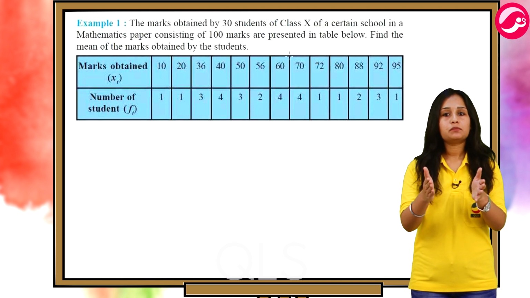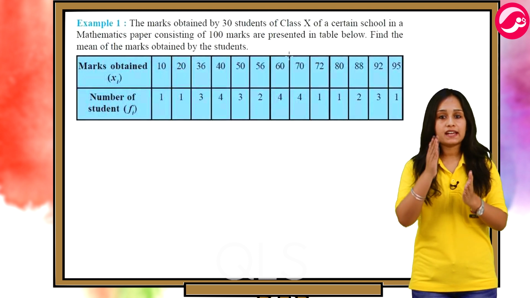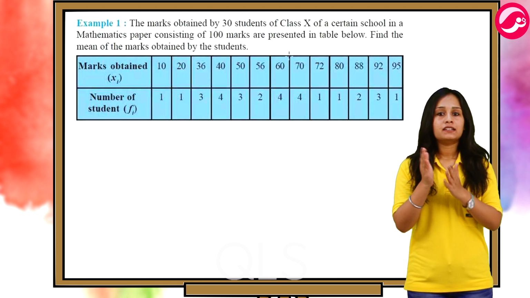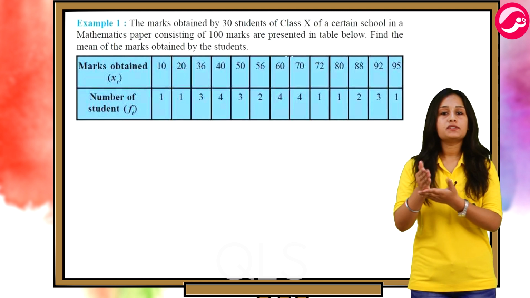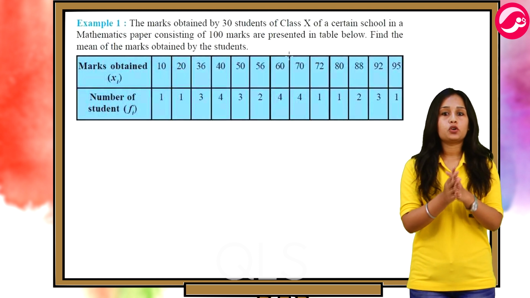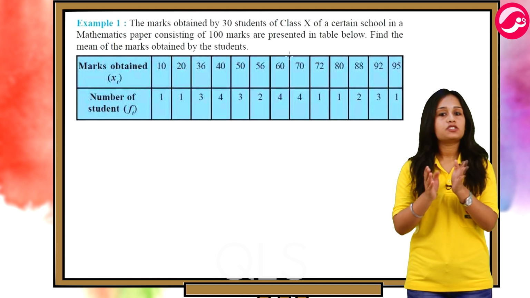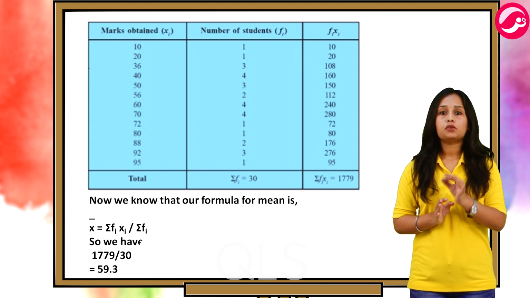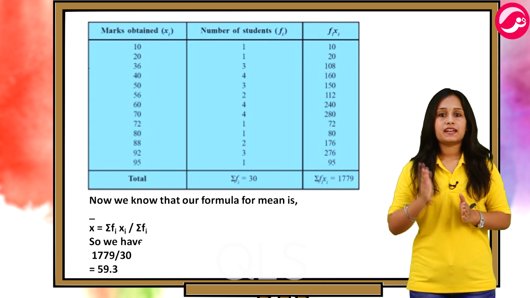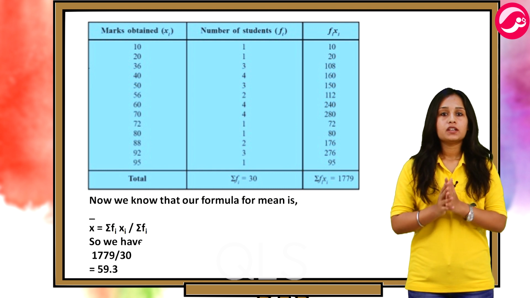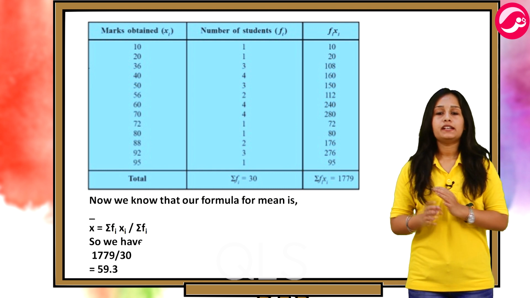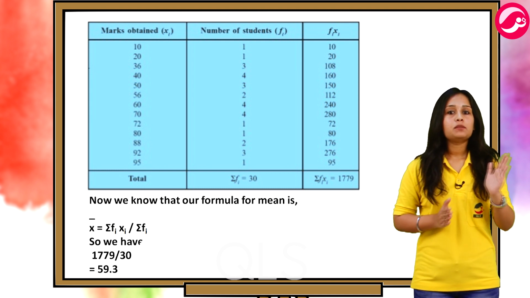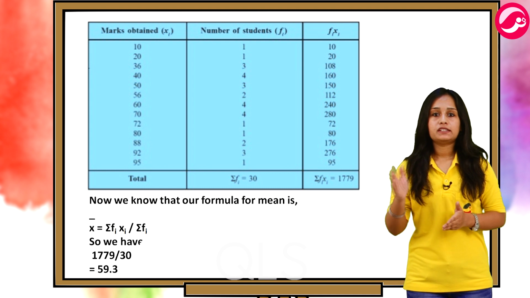Recall that to find the mean marks, we require the product of each xi, that is each data item, with the corresponding frequency fi, that is the number of times that data item is occurring. So, let us put this product of fi xi in a column as shown in this next table. Now, we know that our formula for mean is x bar equal to sigma fi xi divided by sigma fi. So, we have 1779 divided by 30 equal to 59.3. Therefore, the mean marks obtained is 59.3 in this case.